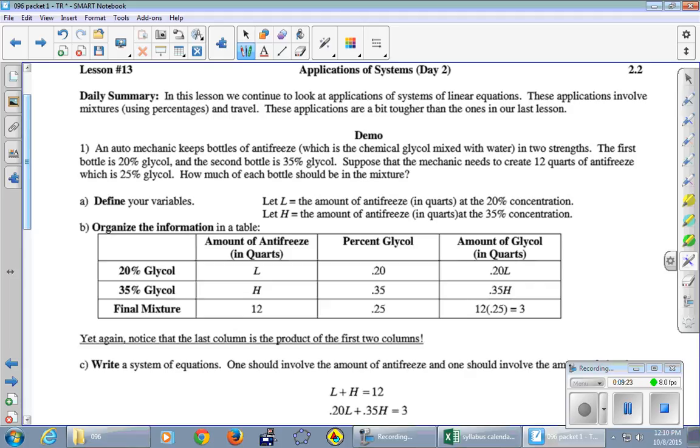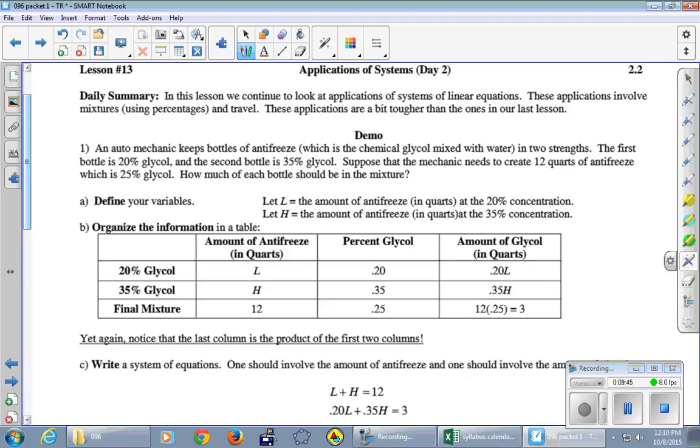So L and H are both amounts of antifreeze. That's the first column. That seems reasonable. What's the total amount of antifreeze we're going to have at the end? There's 12 quarts, so the 12 at the bottom there, we buy that. Okay, the percentages are the easiest things to plug in, but what's the only change from the words to the table?